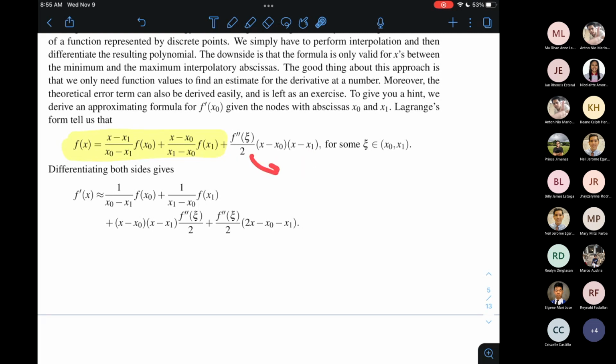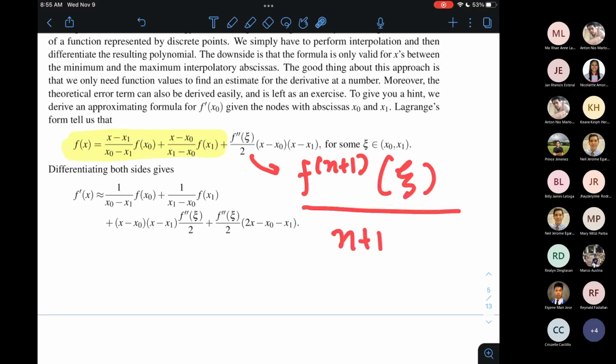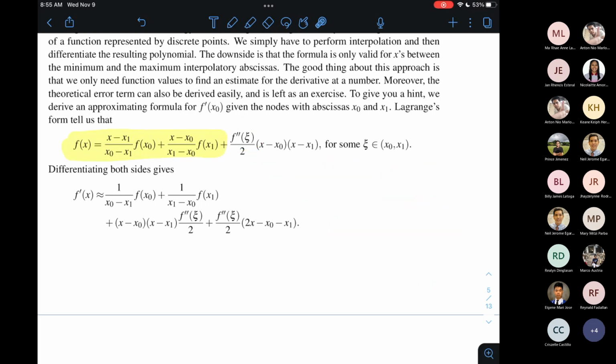This is the n+1 derivative of f evaluated at some number psi all over n+1 factorial, where n is equal to 1. Kasi ang n plus 1 points natin ay 2. So ibig sabihin n is equal to 1. So you have second derivative of psi all over 2 times omega. Omega is the product of x minus the abscissas. Alright? So ito yung error term. Isama niyo siya dun sa manipulation. So you want to get a differentiation formula for f prime of x sub 0.